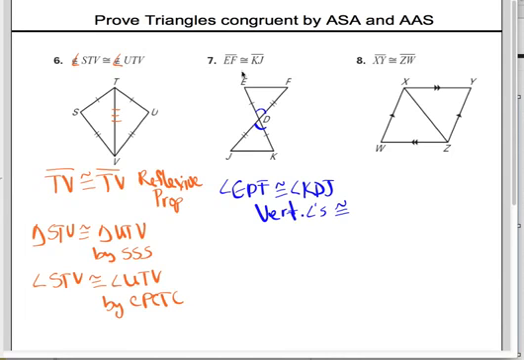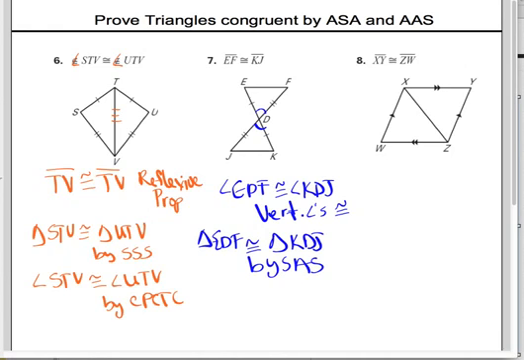And now I have enough to say that the triangles are congruent. I've got two sides and the angle in the middle, so it's side, angle, side for the reason. So I'm going to name the triangles. I'm going to say EDF congruent to, E started at the end of this one with 1, so I'm going to start at K, KDJ. And the reason is side, angle, side, because there's two sides and the angle in the middle.